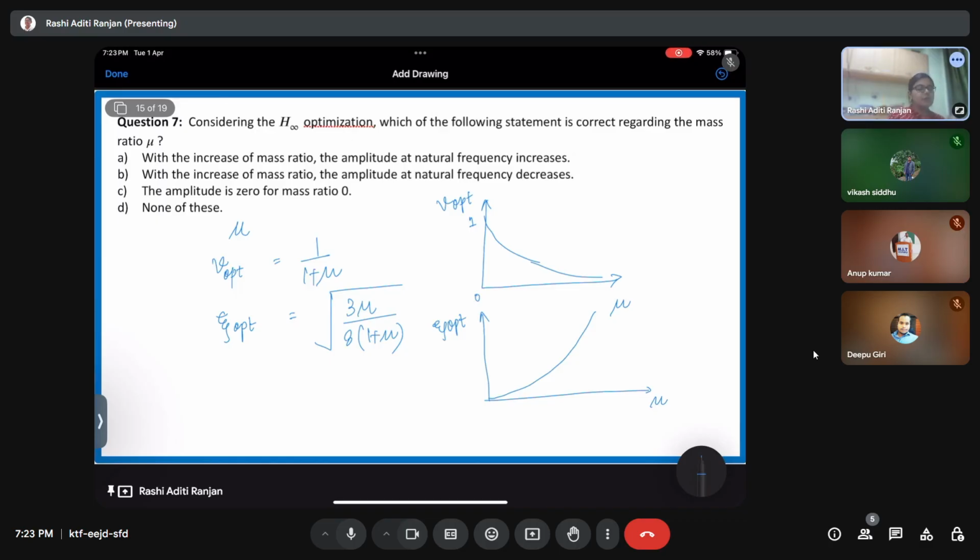Correct? So what do I get to know? That the mass ratio plays a very important role. Eventually, the mass ratio is the one from which we are able to decide both the frequency ratio as well as the damping ratio, right? So what do I get to know? That with the increase of the mass ratio, the amplitude at natural frequency, does it increase or decrease?